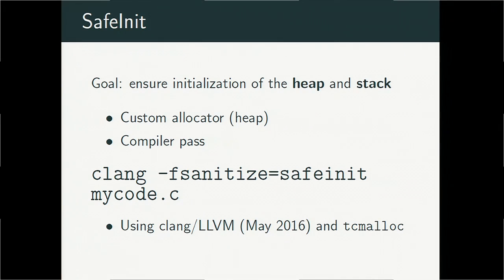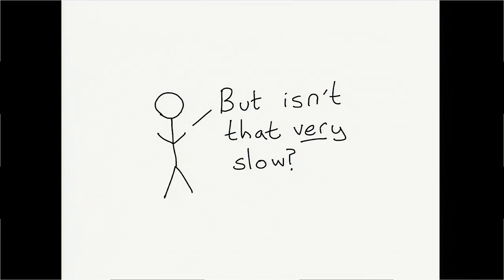So the thing is, isn't this really, really slow? We're going to initialize all of this memory. That's kind of crazy, right? So I'm saying I want to zero all of this memory. And in fact, what SafeInit literally does is, to make sure nothing goes wrong, it really makes sure everything gets zeroed in the compiler pass.